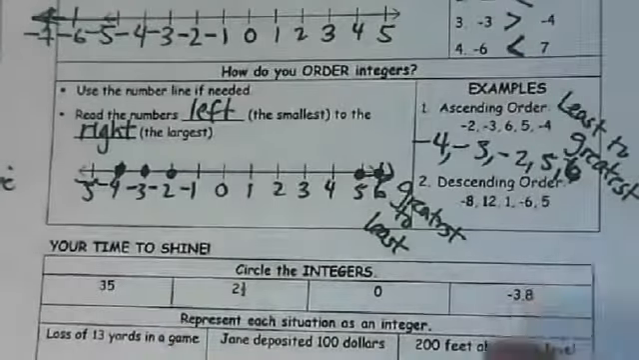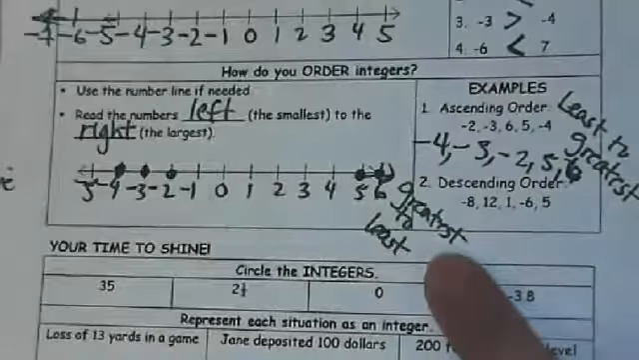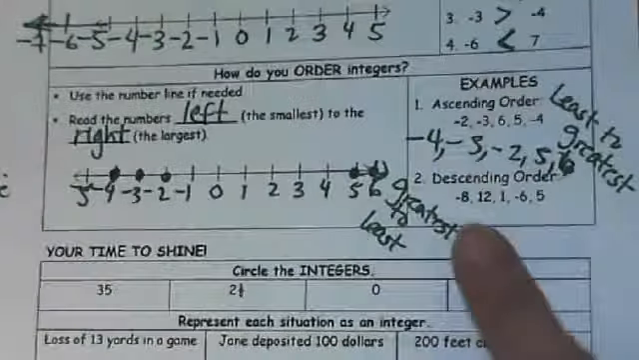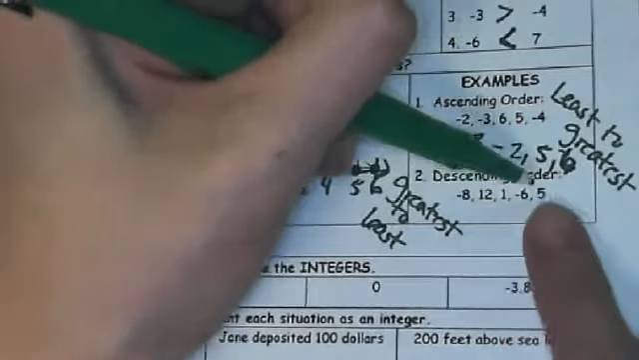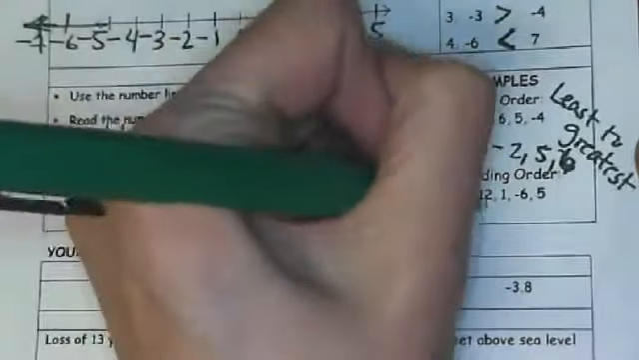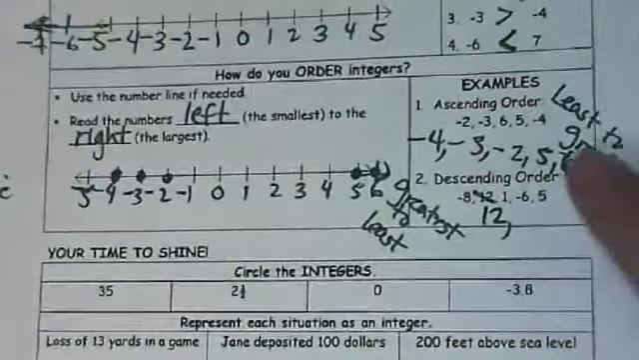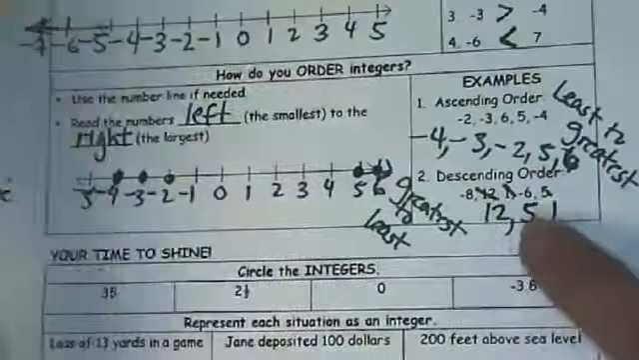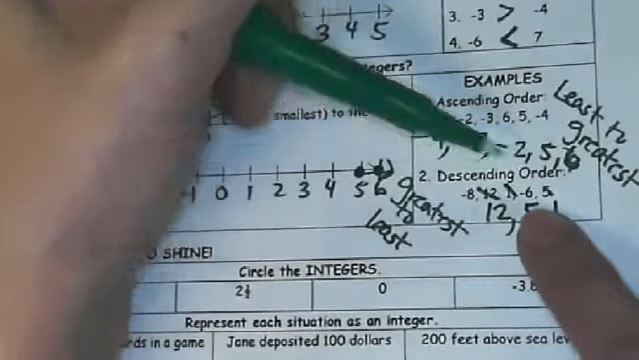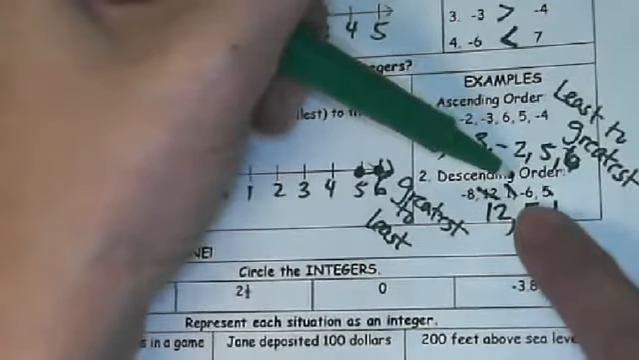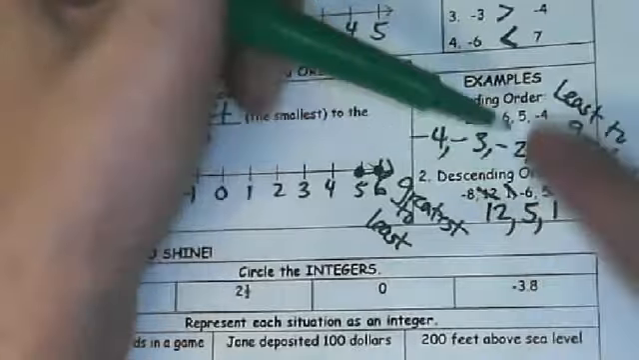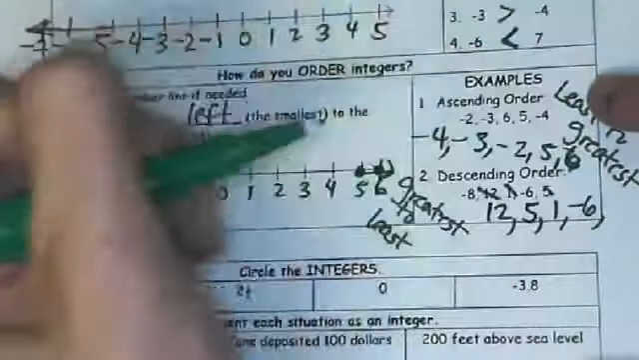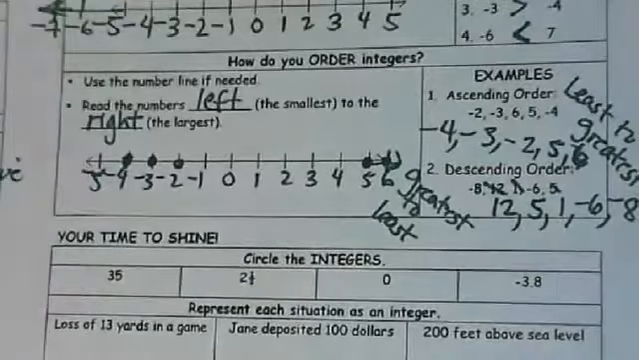And then descending order is the greatest to least. So I want to find the greatest number. So obviously the greatest number would be the greatest positive number. So the greatest positive, here's my positives, 12, 1, and 5. Well, the greatest positive number is 12. And the next greatest positive number is 5. And then 1. And then I'm comparing -8 and -6. -6 is going to be greater than -8 because -6 is closer to 0. And then -8.